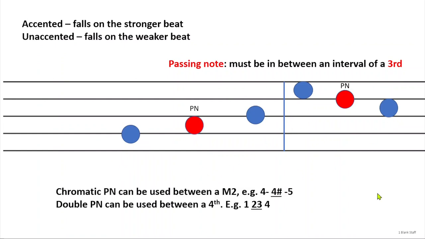Chromatic passing note can be used between a major second. For example, the 4th note goes to the 5th note, fa, sol in major key. Then we can insert the fa sharp: fa, fi, sol, like this. Double passing note can be used between a 4th, the 1st scale degree to the 4th scale degree. We can add the 2nd and the 3rd. If it is in major key, it sings as do, re, mi, fa.